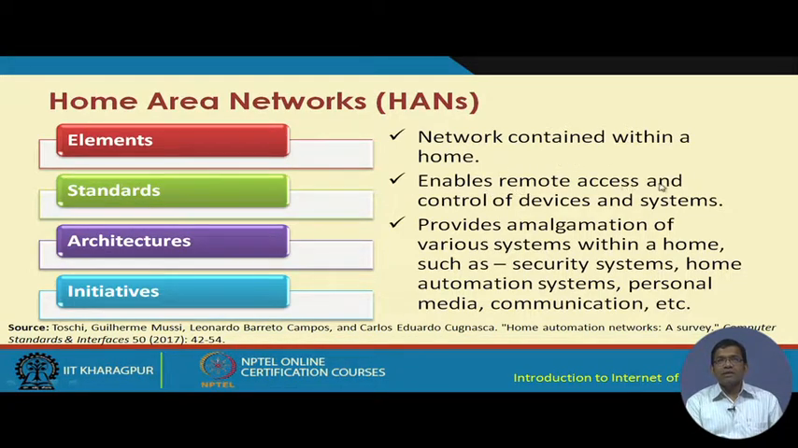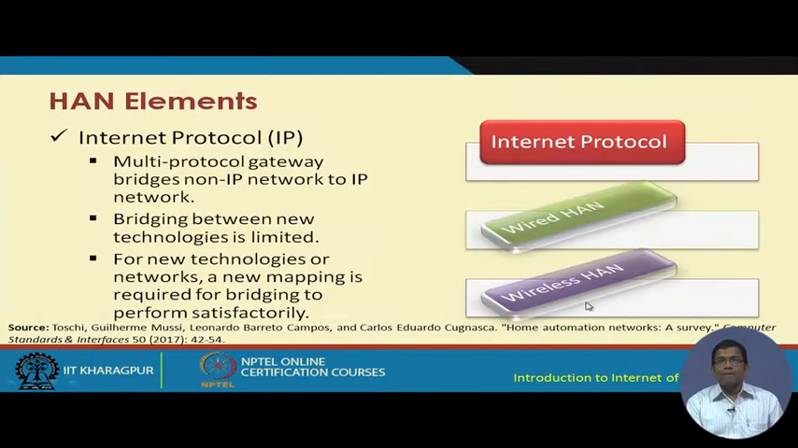It enables the remote access and control of devices and systems, and provides amalgamation of various systems within a home, such as security system, home automation system, personal media, communication and so on. So, let us start with the home area network element. The first one is IP protocol.